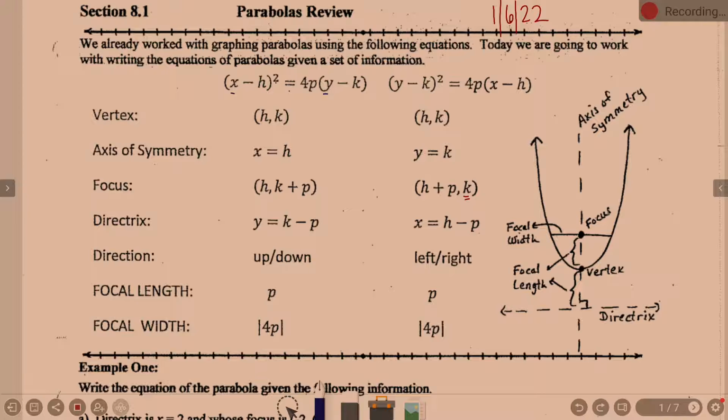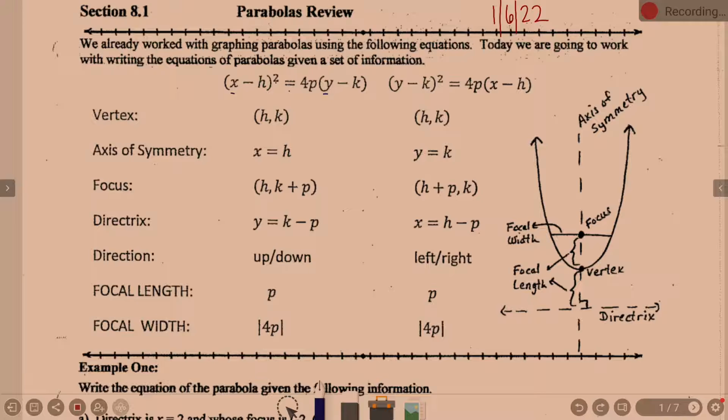You'll notice h and k represent the vertex. With a traditional parabola being up or down, remember your axis of symmetry is always a vertical line, so it's x equals a number. And notice it's always x equals the first number of the vertex. Then we're going to talk, we have a few new pieces here.